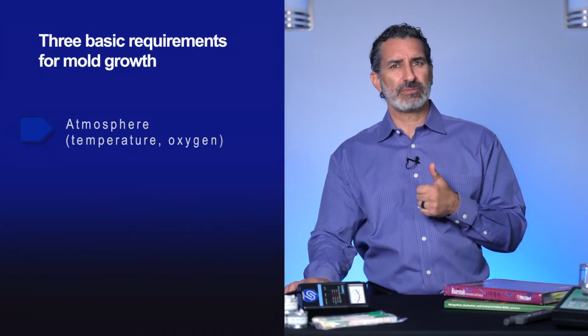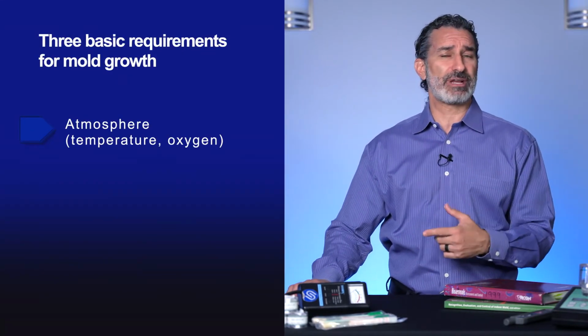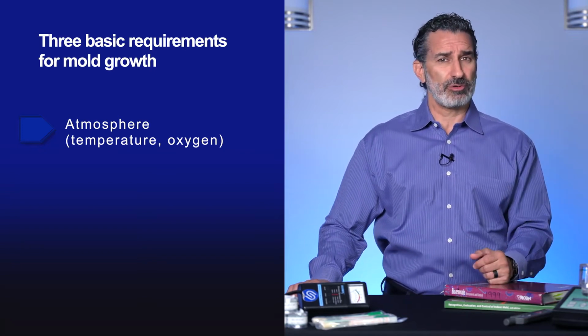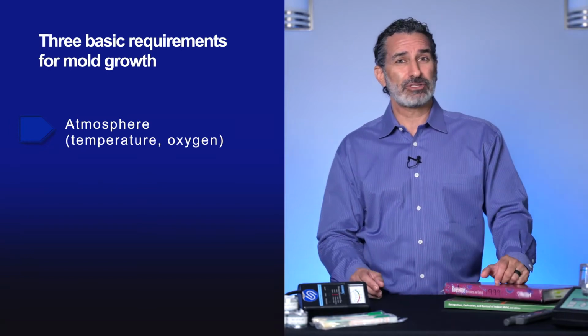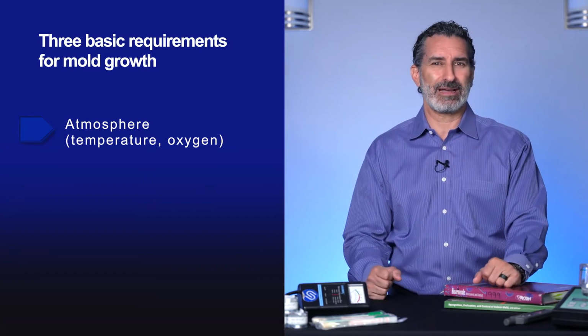Why does mold grow indoors? There's three basic requirements for mold growth in the built environment. The first one is atmosphere. Mold needs oxygen, and mold needs a temperature range that you and I can live in. So you can make a building too cold for mold to grow, for example. That's what we call the freezer. And you can make a building too hot for mold to grow, but it's really hard to do work in buildings that are that hot.